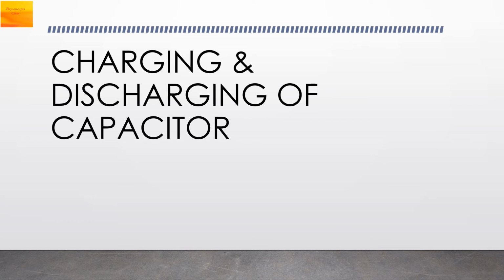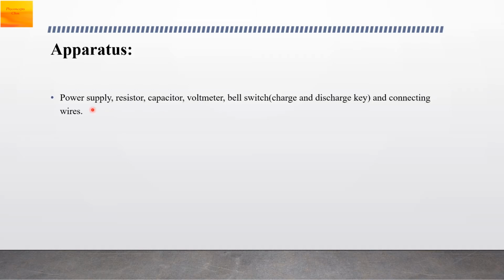We are going to see the demonstration experiment of charging and discharging of a capacitor. Aim: to find the time constant of the RC circuit. Apparatus: power supply, resistor, capacitor, voltmeter, bell switch and connecting wires.